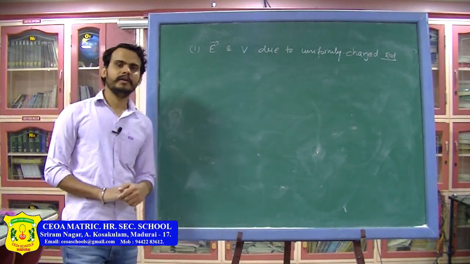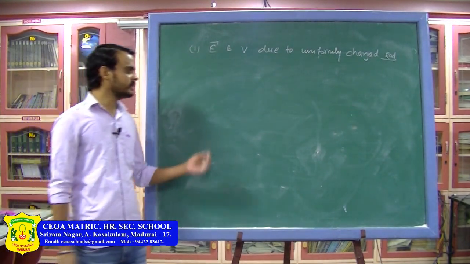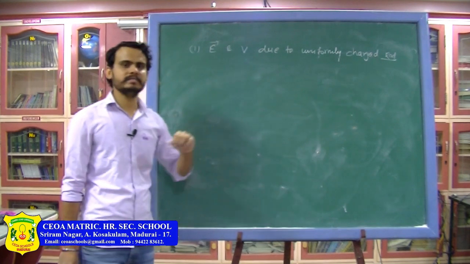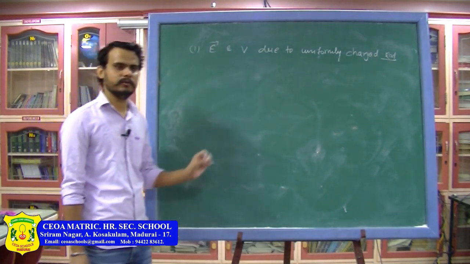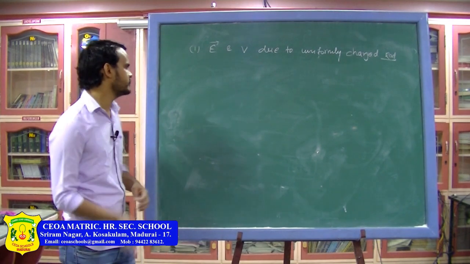Next we are going to find out the electric potential. The approach will again be the same. As the charge is not a point charge, we are going to divide this into very small point charges, then we are going to do the integration.